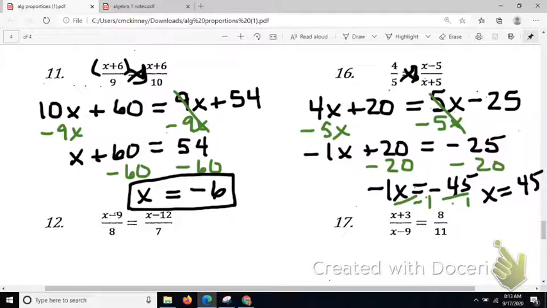And notice if I plug this number in for x up there, it's going to say 4 over 5. 45 minus 5 is 40. 45 plus 5 is 50. And hopefully we all recognize that 4 to 5 is the same thing as 40 to 50. So 4 parts out of 5 is the same as 40 parts out of 50.